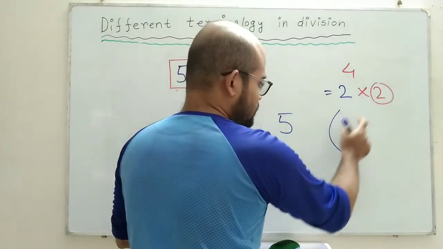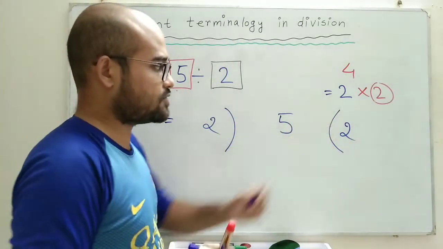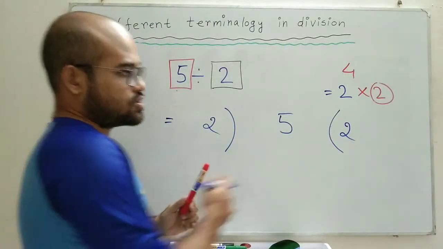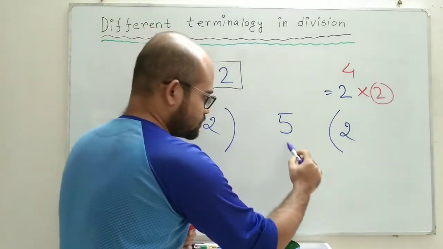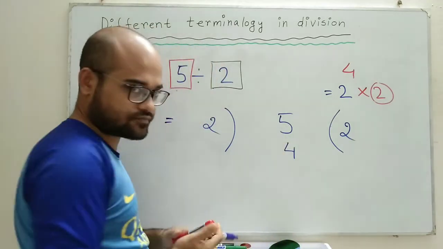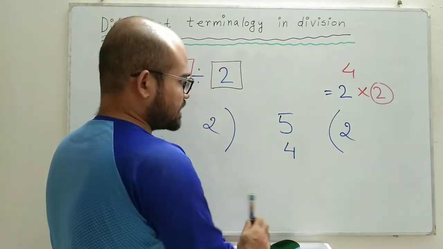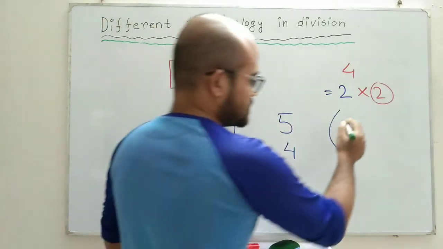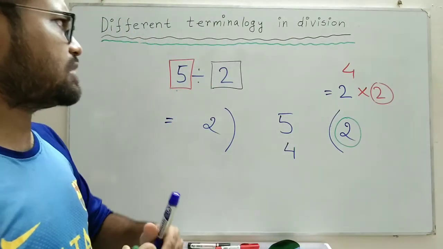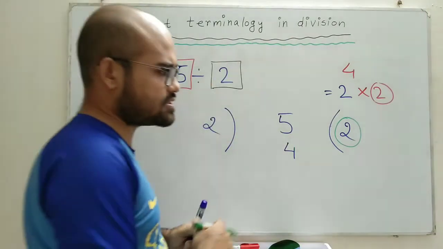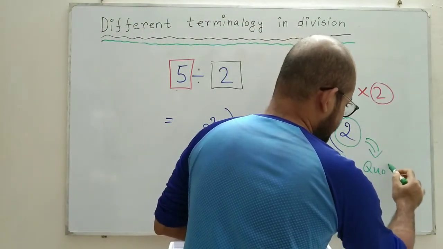So this 2, what we will do, we will put over here on the right side of the second inverted bracket. So this 2 times this 2 gives us how much? 4. We will put 4 beneath 5. Okay, before going on any further, this 2 that we have got as a natural step in a division process has got a special name. This 2 is called quotient.